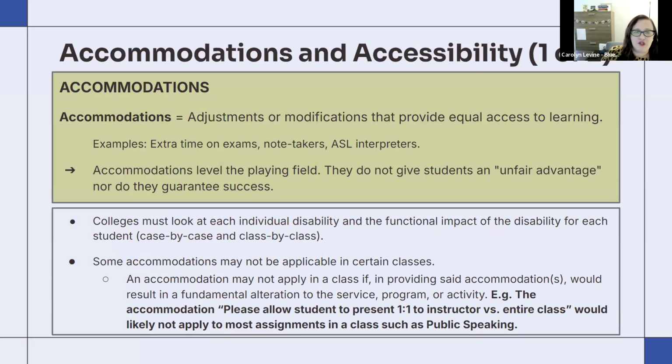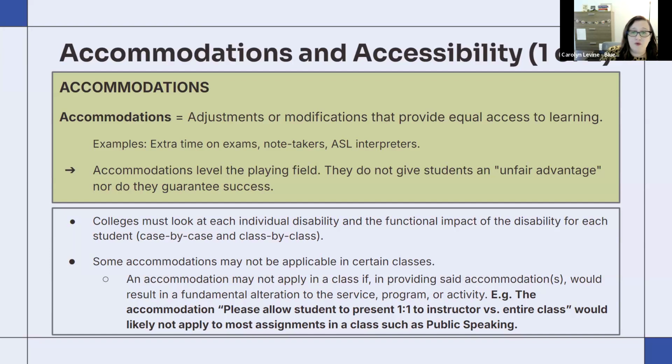All right, I want to talk a little bit about accommodations and accessibility. So accommodations are adjustments or modifications that provide equal access to learning. What's really important to know about accommodations is that they are meant to level the playing field. They are not meant to give students an unfair advantage, and they do not guarantee success, which is a big departure from accommodations in K-12. That's a totally different legal framework. That's under IDEA, which does guarantee success. The ADA does not guarantee success, it guarantees access.